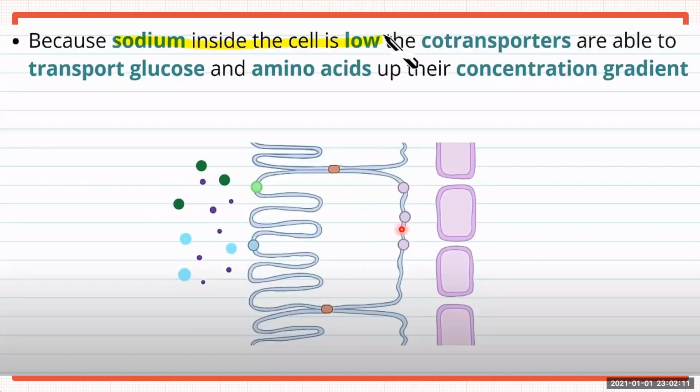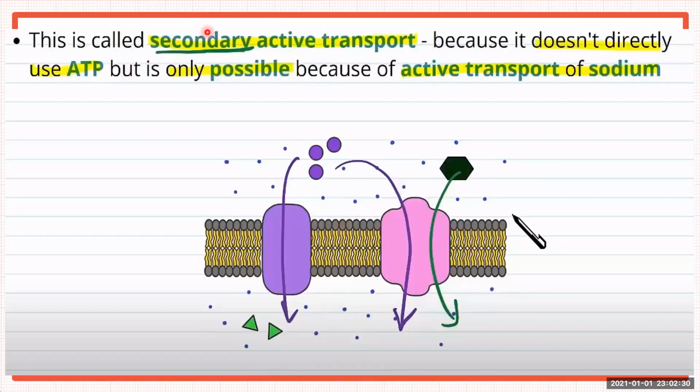This whole process is known as secondary active transport, because the active transport happened when sodium left the cell, right? Because of active transport of sodium out of the cell, the concentration of sodium inside decreased. Then as the sodium from the lumen entered the cell, through the co-transporters, along with sodium, glucose and amino acids are also able to enter the cell. This is the reason this process is known as secondary active transport, because it was only possible because of active transport of sodium.